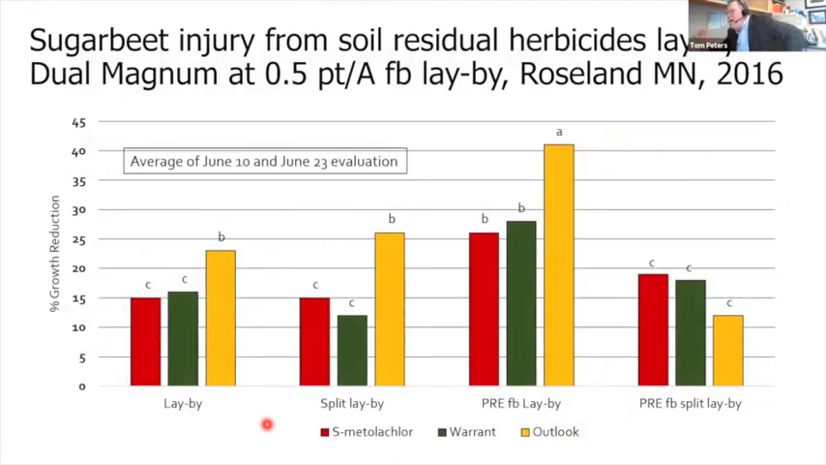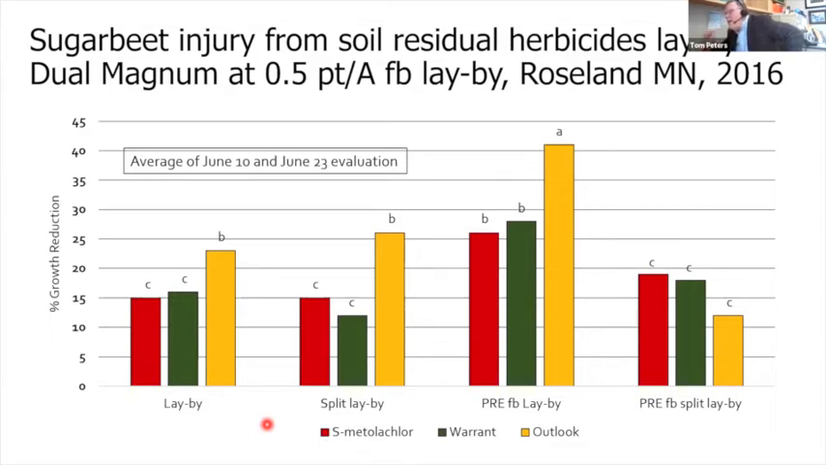I want to talk about crop safety, sugar beet safety. And I'll tell you, whenever I get to the northern part of the state and I talk about waterhemp control, the question always comes up, what about safety to sugar beets? How do these chloroacetamides compare to Roundup? And I will tell you that I've conducted 86 experiments by now, 86.